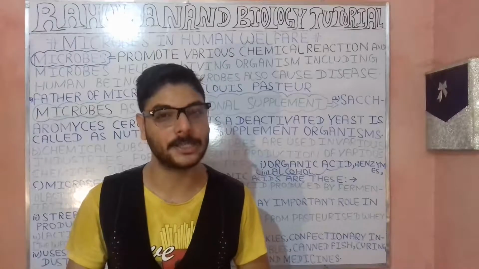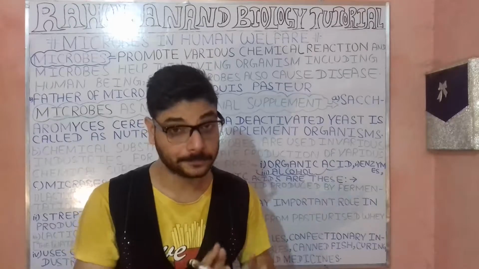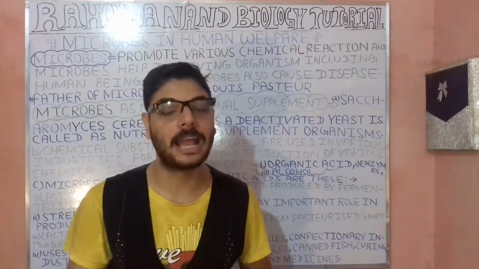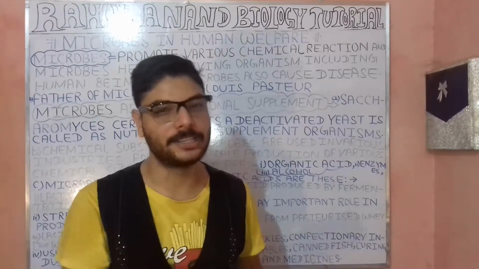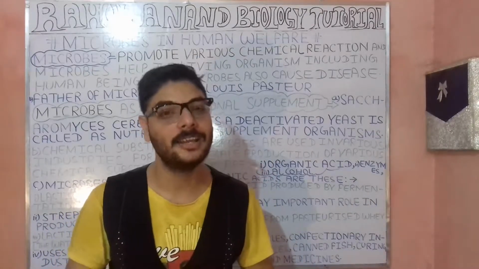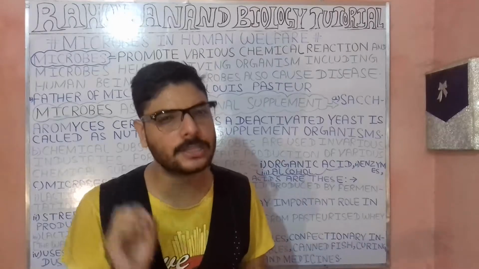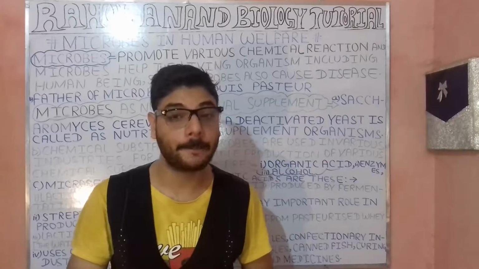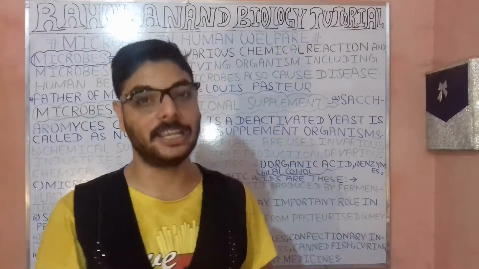Now, the chemical substances. These microbes are produced on a larger scale in various industries in order to produce various types of chemical substances. These are organic acids, enzymes, and alcohol.